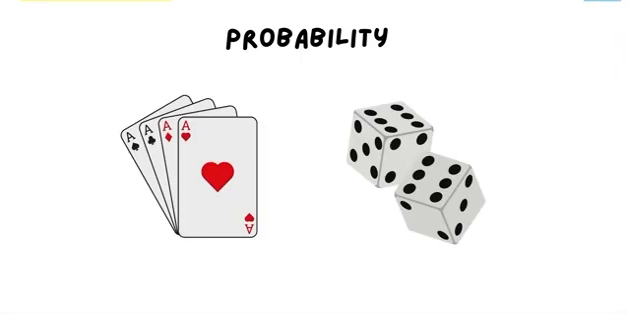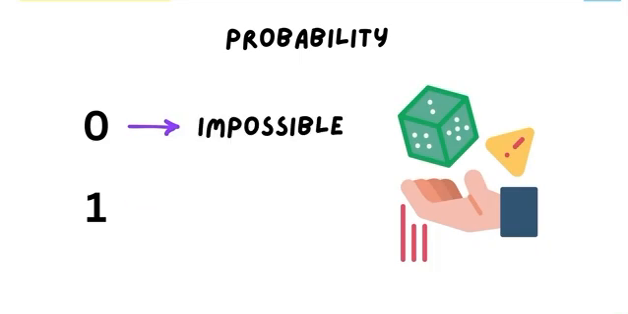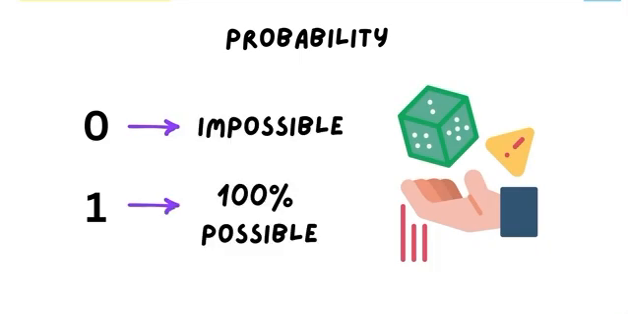Then we have probability. Probability is the measure of how likely an event is to happen. It tells us how uncertain or certain something is using a scale from 0 to 1, where 0 means impossible and 1 means 100% certain.